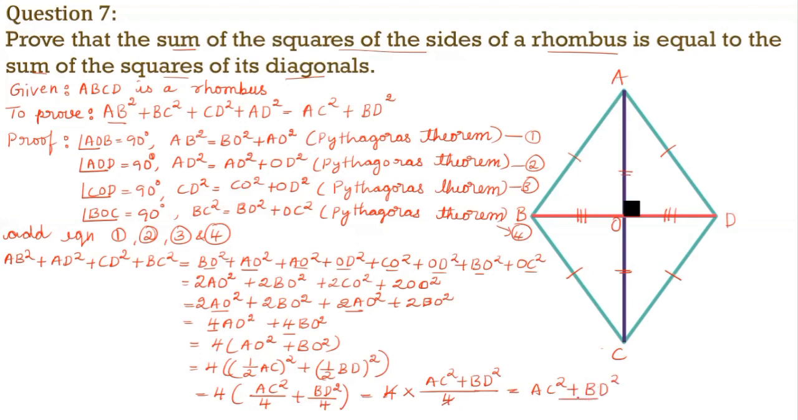Hence we proved AB square plus AD square plus CD square plus BC square is equal to AC square plus BD square. Means sum of the squares of the sides of rhombus is equal to sum of the squares of its diagonals. Hence proved.